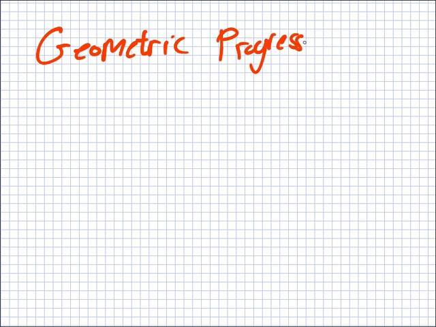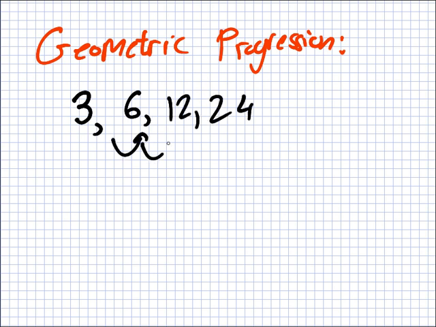Okay, so now we're going to have a look at geometric progression. What is the difference between geometric and arithmetic? What's geometric? Yeah, common ratio. So if you have a sequence like, let's say, 3, 6, 12, 24, what's happening each time?